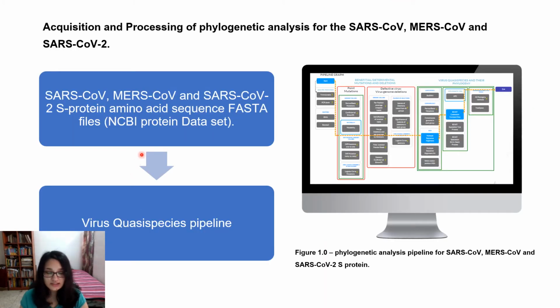Firstly, we conduct a phylogenetic analysis of the SARS-CoV, MERS-CoV, and SARS-CoV-2 to find genomic similarities and differences. We run a quasi-species virus pipeline with the FASTA files of the SARS-CoV, MERS-CoV, and SARS-CoV-2 amino acid sequences of the spike protein, which we obtained from the NCBI protein dataset. And here we have shared a screenshot of the pipeline that we ran.